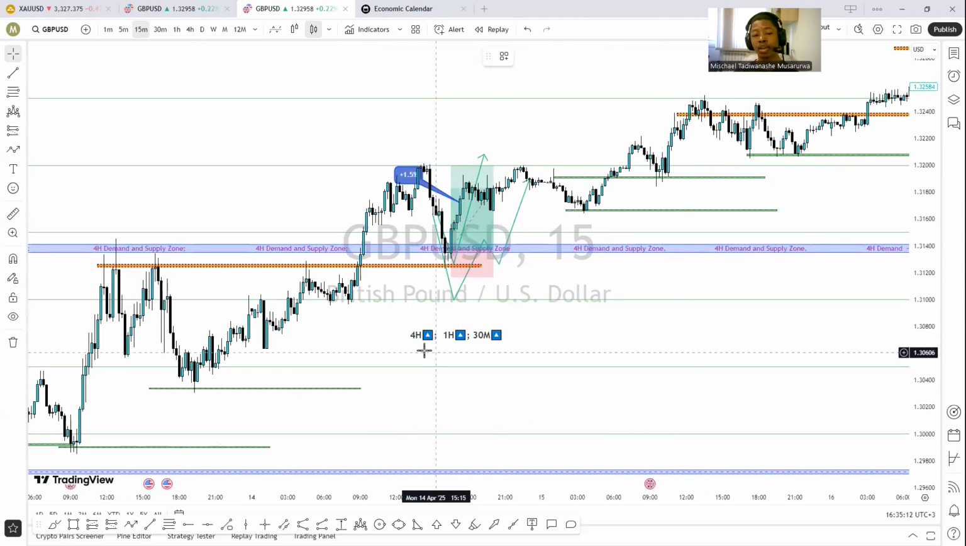Here you see my 4 hour is highlighting up, 1 hour up, and 30 minutes up. The same applies for the down. I just use the EMAs. The opposite is true: when the slower moving average is above the faster moving average, we have a downtrend.